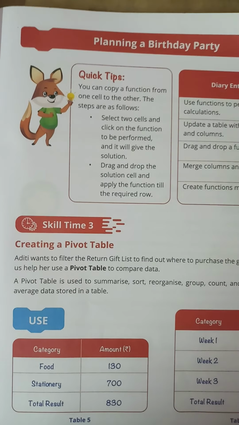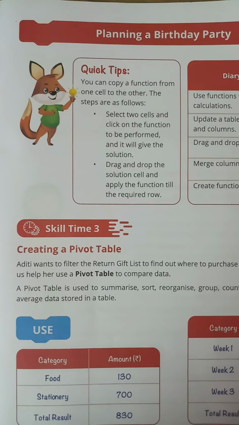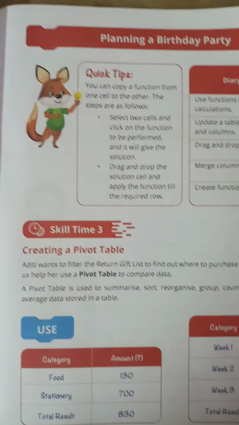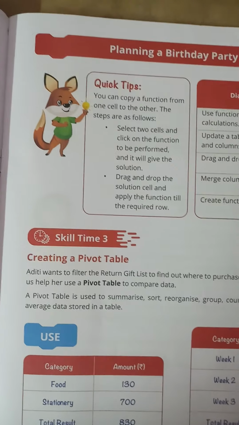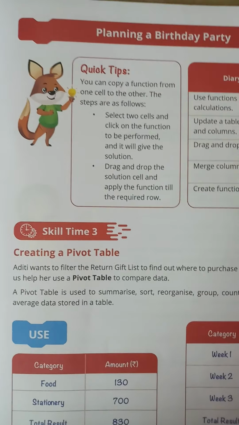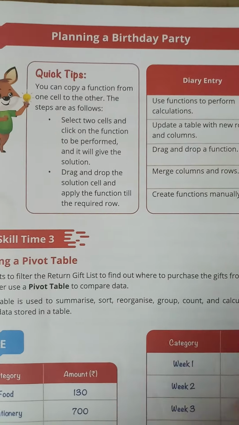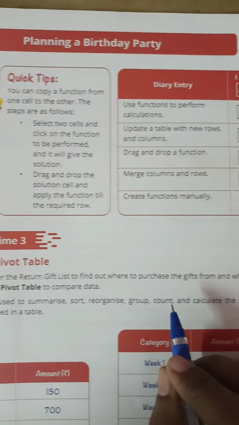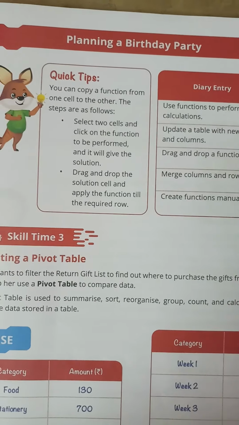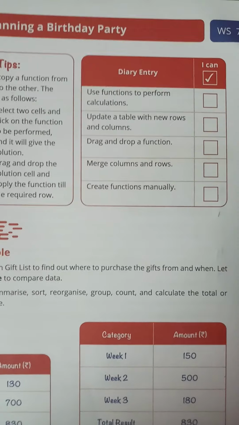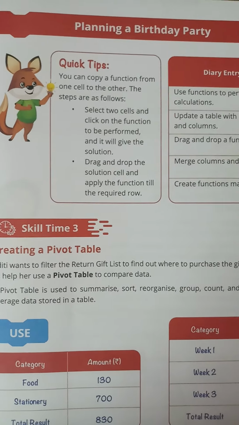Okay, creating a pivot table. Here Aditi wants to filter the returned gifts like food and stationery. She needs to separate the gift items as food and stationery to find out where to purchase the gifts from and when. Then only she knows where to purchase those gifts. So let us help her use a pivot table to compare data.